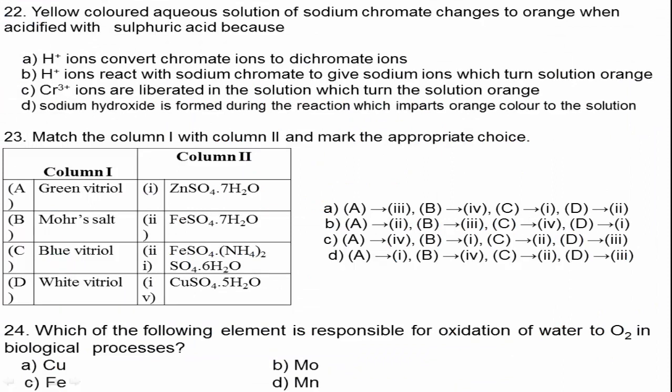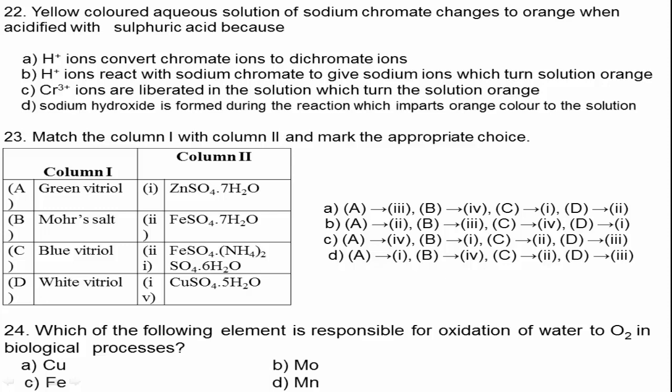Next, question number 22. Yellow colored aqueous solution of sodium chromate changes to orange when acidified with sulfuric acid because. Option A, H plus ions convert chromate ions to dichromate ions. Option B, H plus ions react with sodium chromate to give sodium ions, which turns solution orange. Option C, Cr3 plus ions are liberated in solution, which turns the solution orange. Option D, sodium hydroxide is formed during the reaction, which imparts the orange color to the solution.